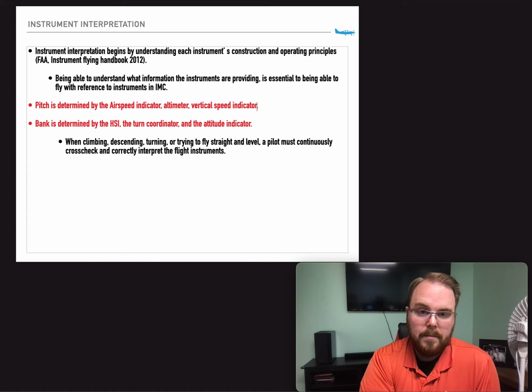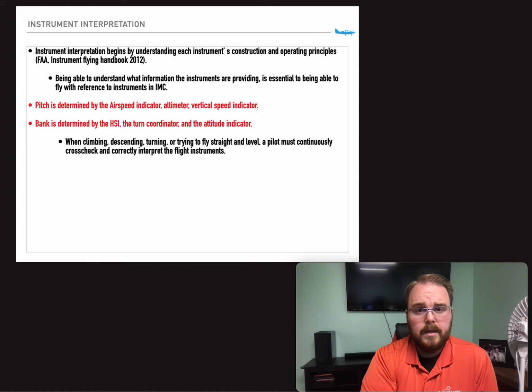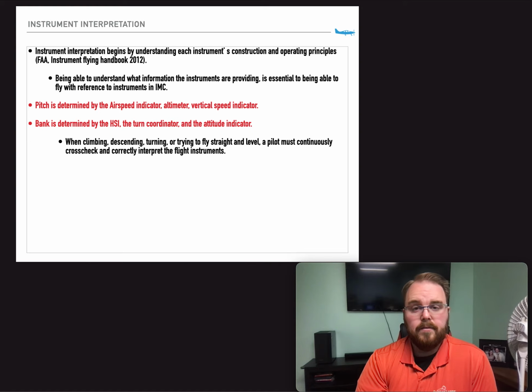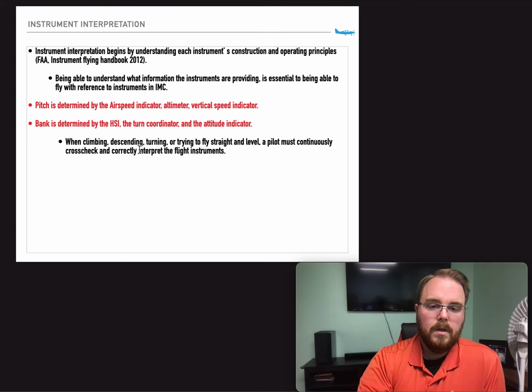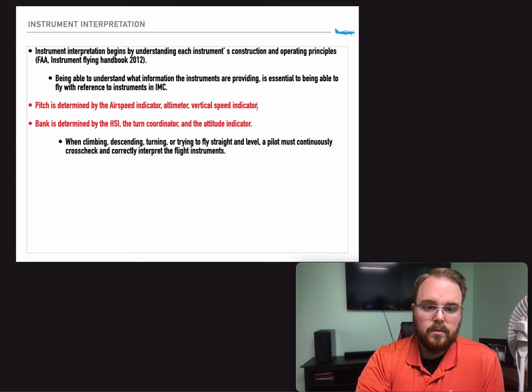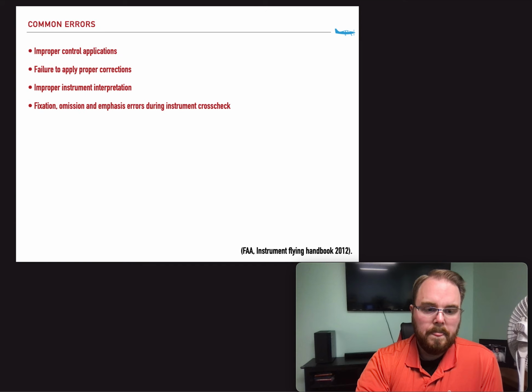I teach even my primary students, and they're just going for the private. Common error with this is the vertical speed indicator is not an automatic thing. When you pitch up, power up, the vertical speed indicator sometimes even shows a descent. It just depends. And then eventually it'll catch back up. So it's important to know that the vertical speed indicator also just lags behind by a few seconds. And that's what instrument interpretation is all about, knowing what those instruments do and when they do it and how and why they do it.